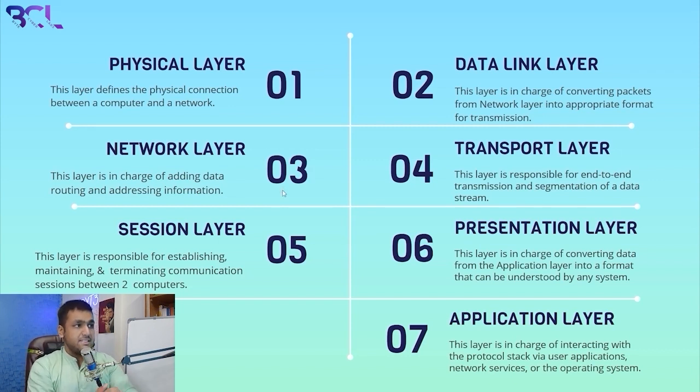Physical layer: this layer defines the physical connection between a computer and a network, like what kind of connection is actually there. Is there an Ethernet, or is there any other kind of connection that is available? In the data link layer, the layer is in charge of converting packets from the network layer into the appropriate format for transmission. So it basically converts the proper formats of whatever data is being sent. Now the network layer is in charge of adding data routing and addressing information, like where the packet is being sent, what is the address. Address resolution basically takes place at the network layer, you can say in short.